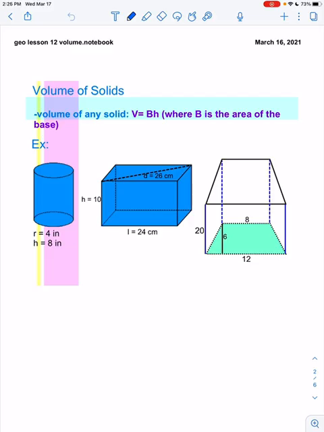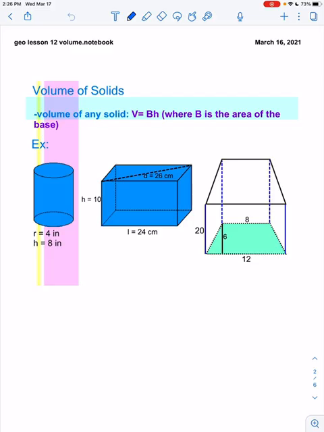Don't get confused and think the formula is just base times height. That would be a lowercase b. So again, capital B stands for the area of the base. So I'm going to show you three different examples where we're going to calculate the volume, and we're going to use the same formula. It's just going to modify depending on the shape that the base is.